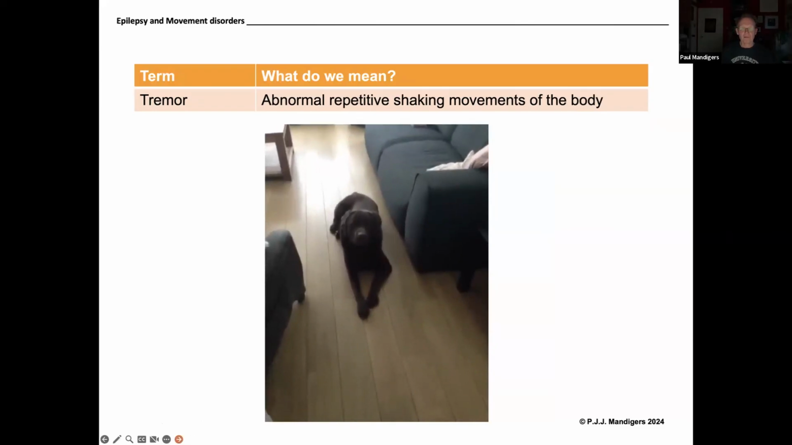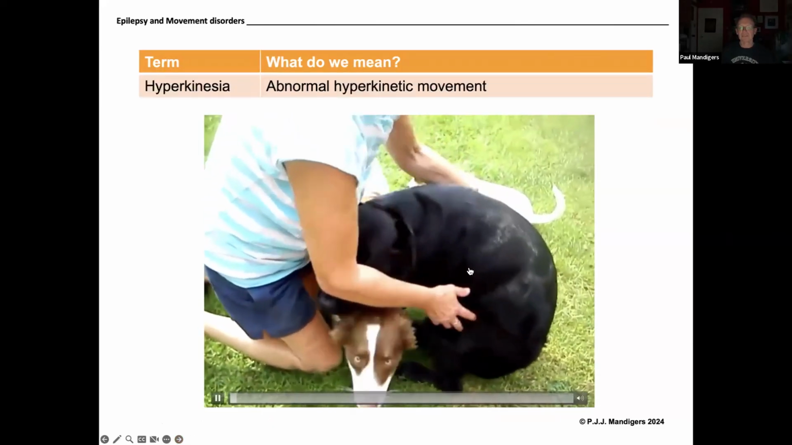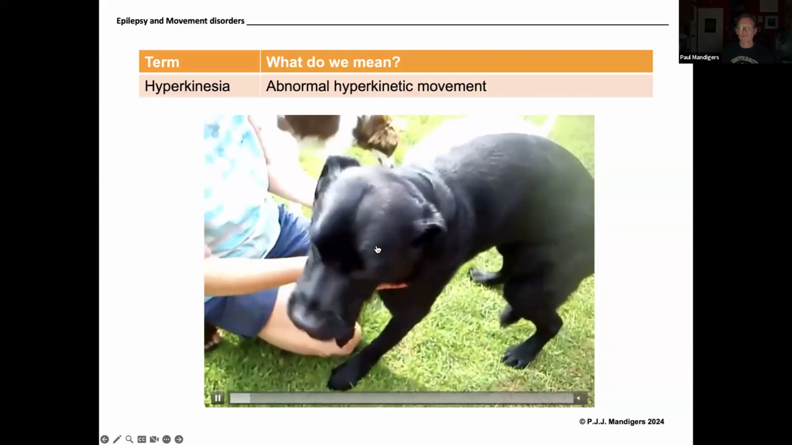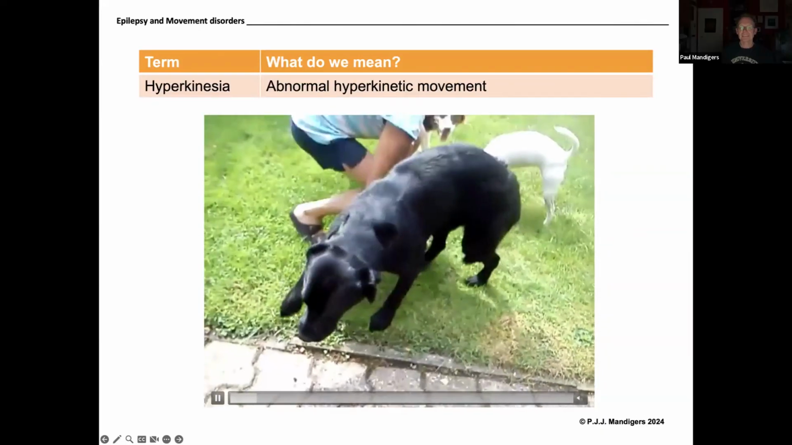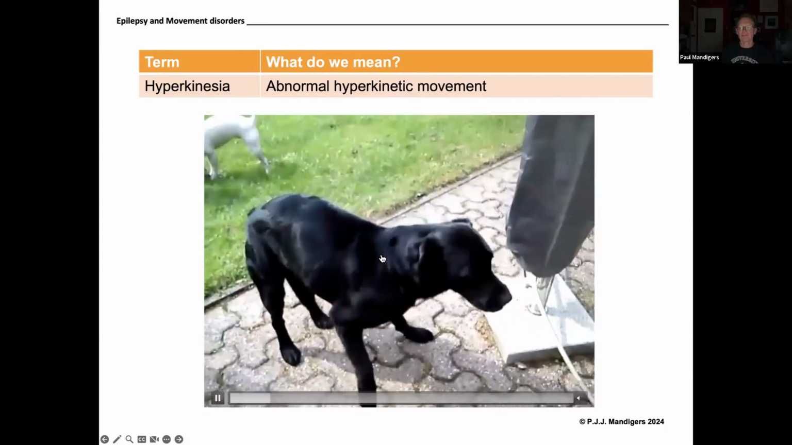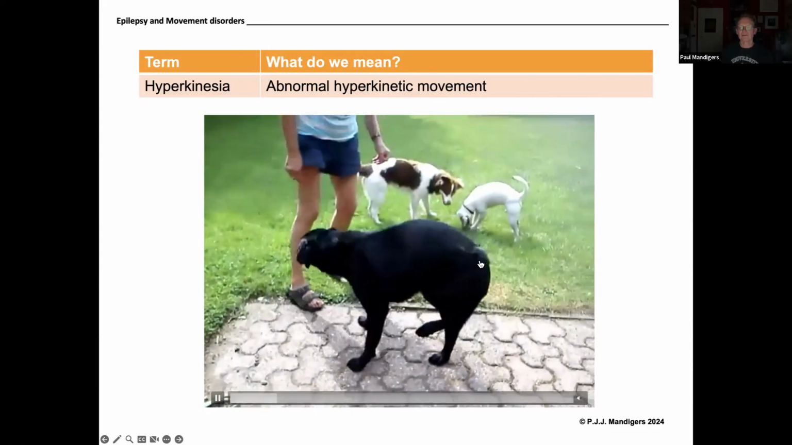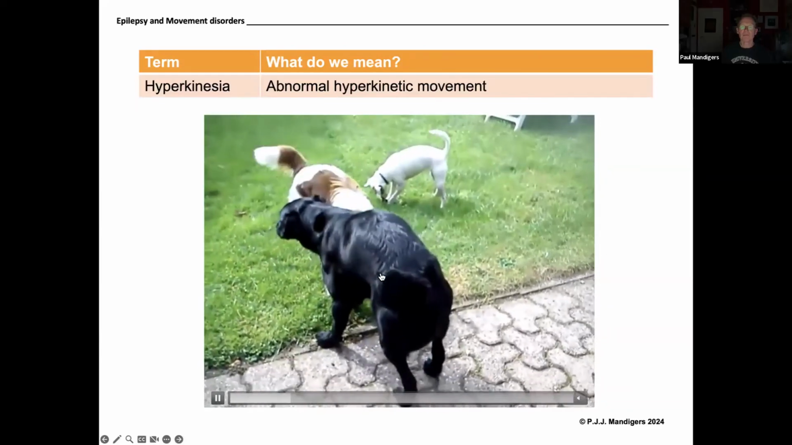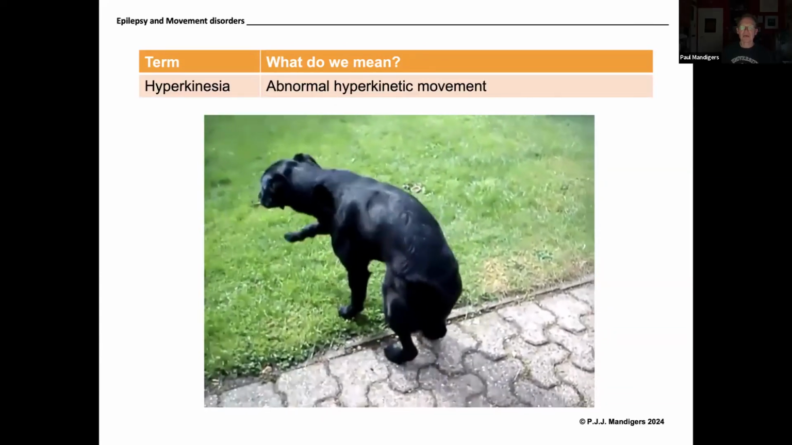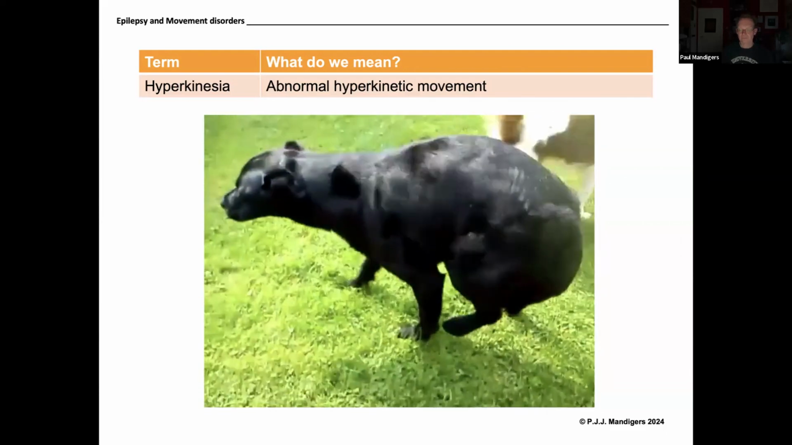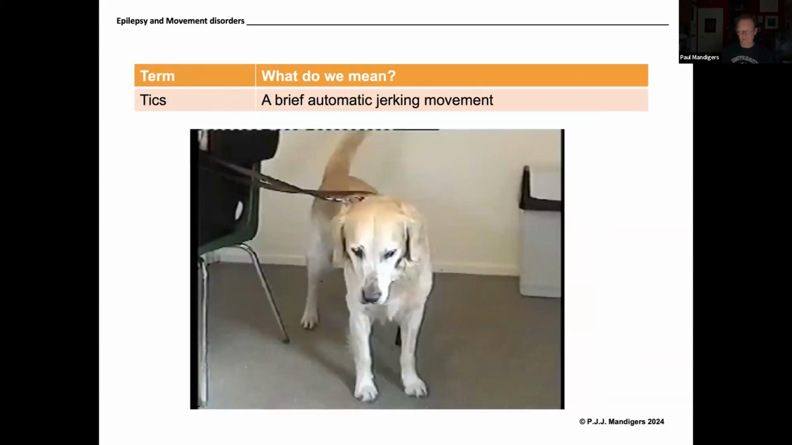And to make it even worse, this is hyperkinesia. So this is a paroxysmal dyskinesia. So this is a Labrador with sudden onset of stiffness of his legs, not able to walk. So it's a hyperkinetic movement disorder, and we call it a paroxysmal dyskinesia.